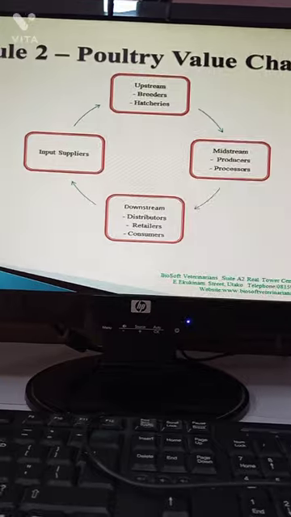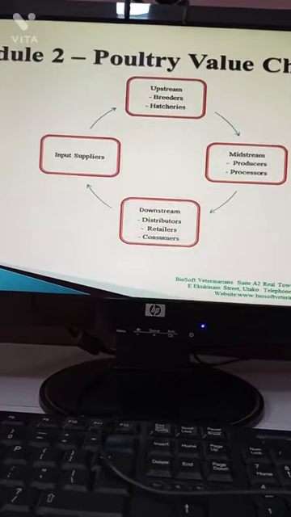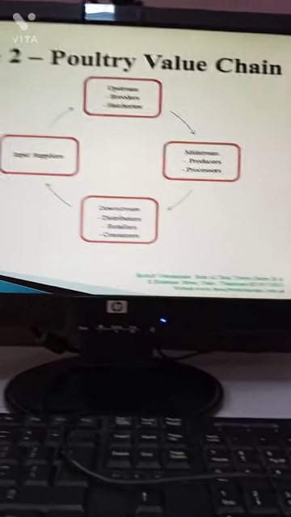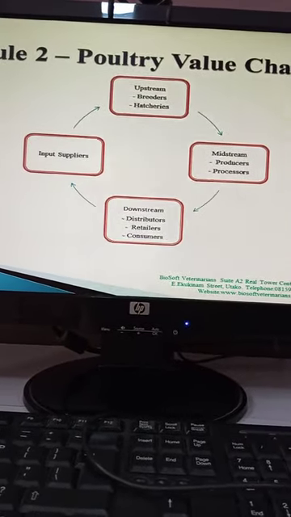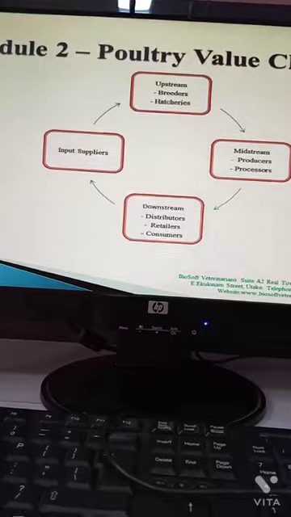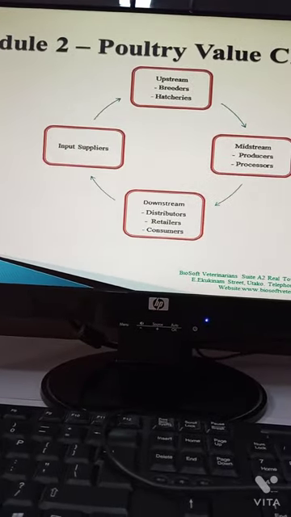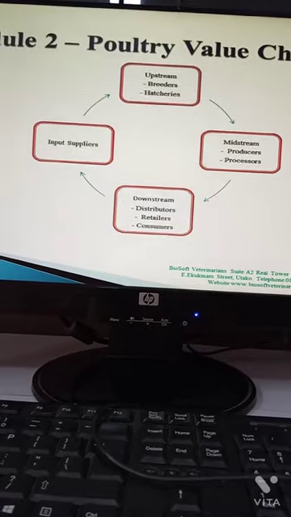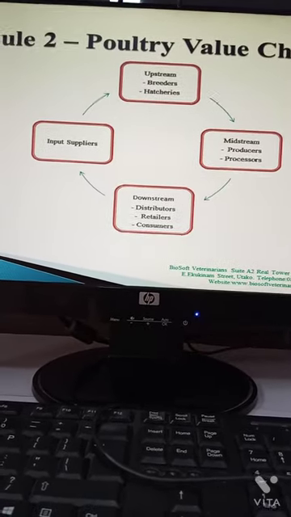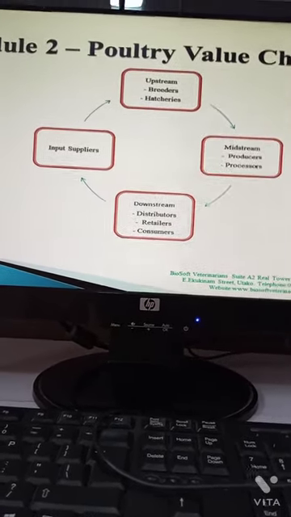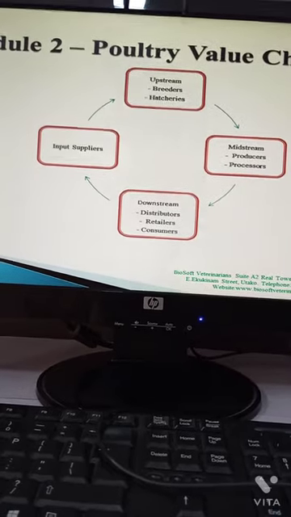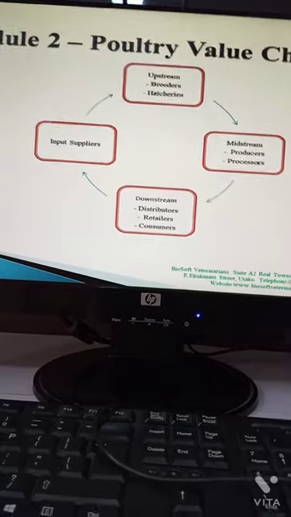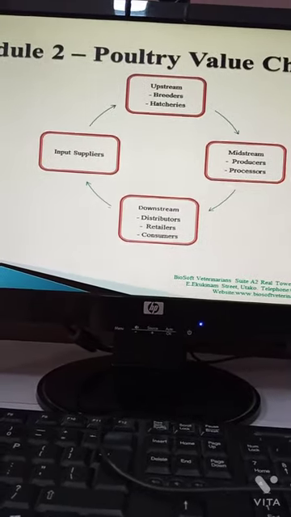And really, these sectors are not exclusive. It's possible for you to be an upstream player, a midstream player, a downstream player, and also be an input supplier. So it's possible to set up an organization that works like that, that integrates all the various sectors of the poultry industry into one operation.